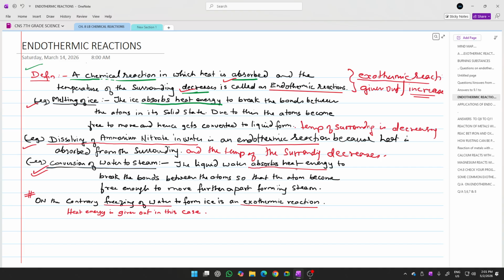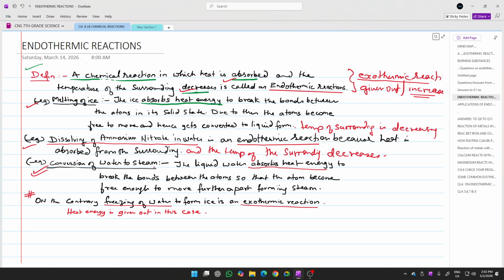Here also you can see that when the water is getting converted to steam, the heat is absorbed from the surroundings, and therefore the surrounding temperature will decrease. So this is also an example of an endothermic reaction. Now let me tell you, it would be right to call it an endothermic process and not an endothermic reaction, because in a chemical reaction there is always some new product being formed. And in this particular conversion, water to steam, there is only a physical change of state taking place.